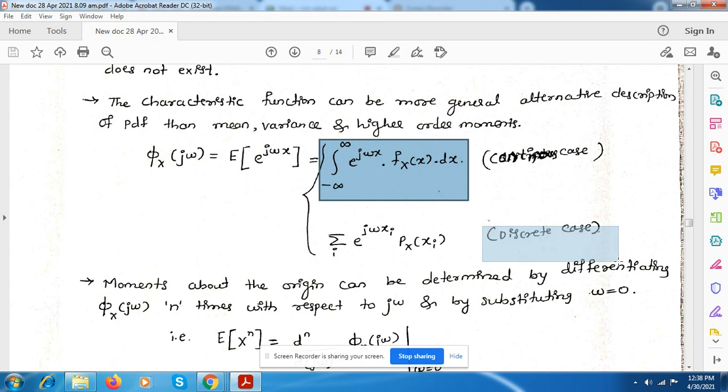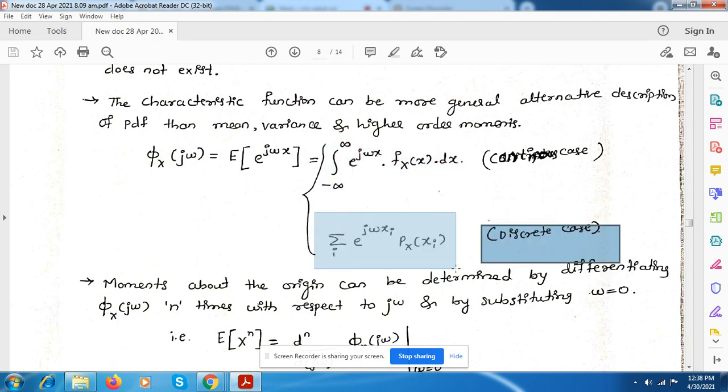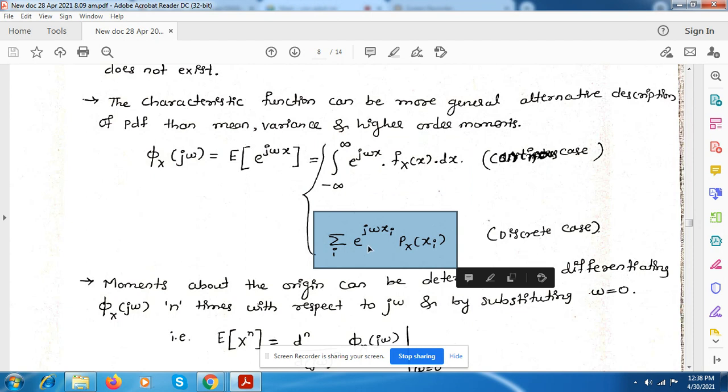Then for the discrete case, we have the same equation but with a summation. So phi x of j omega is the summation over i of e raised to j omega xi into px of xi. Here this will be the PMF. We have used the summation for the discrete case.